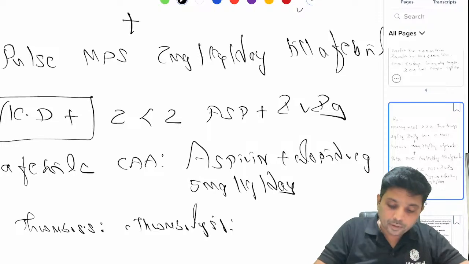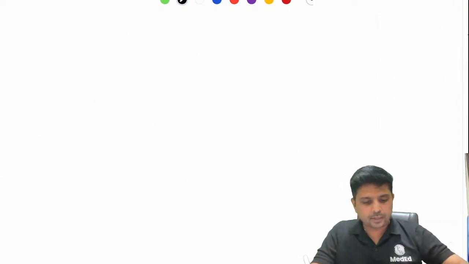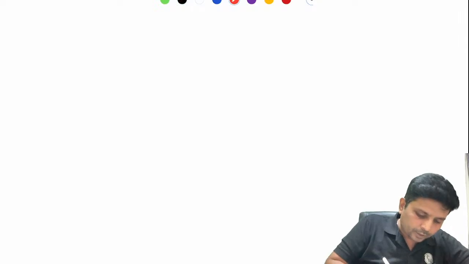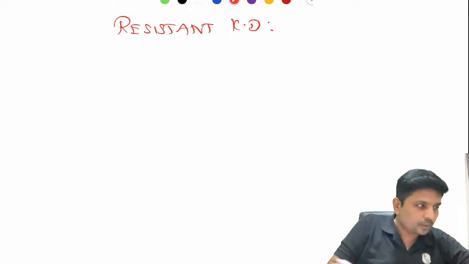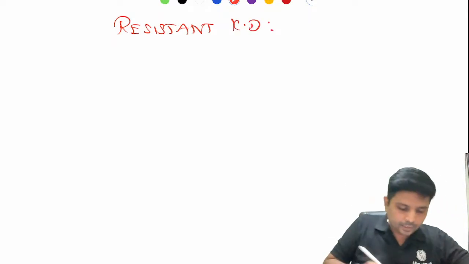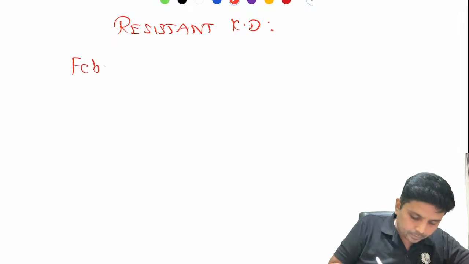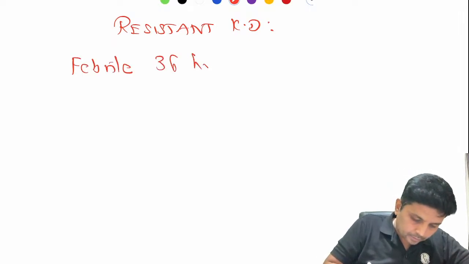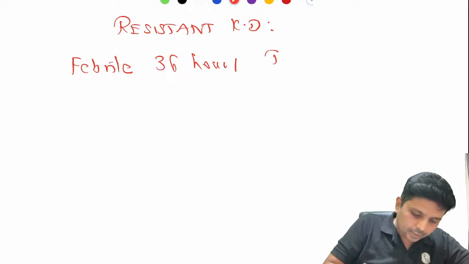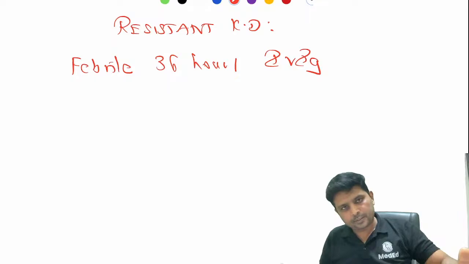Then people will ask, what is resistant Kawasaki disease? Resistant Kawasaki disease means the child continues to be febrile even after 36 hours of starting IVIG. It is called resistant Kawasaki.